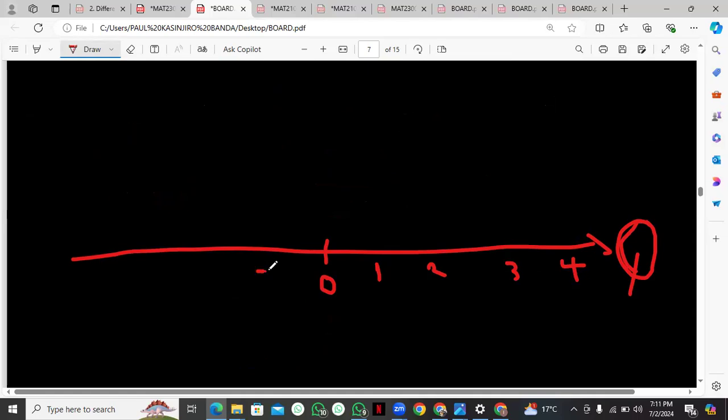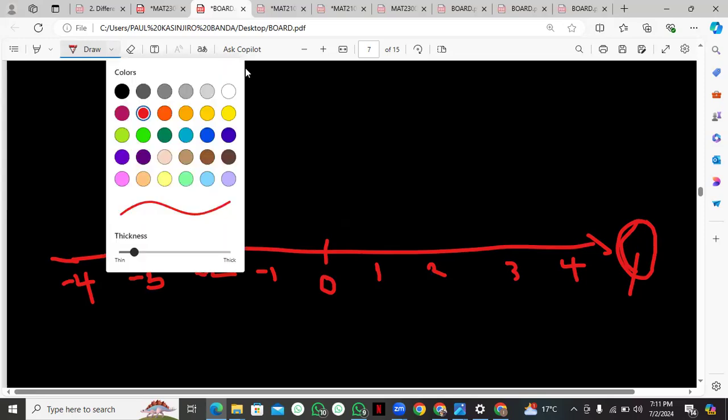And then on the other side, I can have -1, -2, -3, and then I have -4 there. Okay, so what would this mean? It would mean that from the set of rational numbers, I'm just removing the natural numbers, okay? And I know that the natural numbers start at 1.